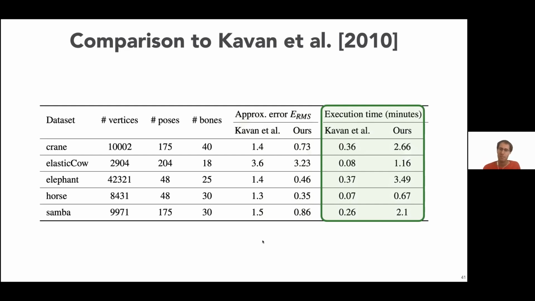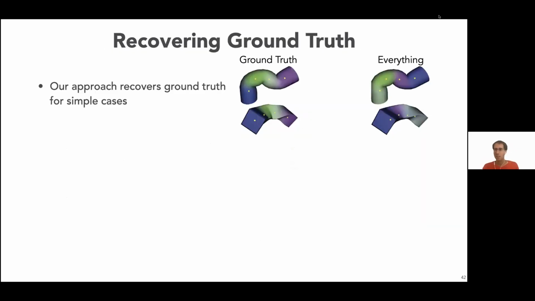So in that sense, we have very good, lower error, and competitive running times. Faster than the SSDR, slower than the Kavan.